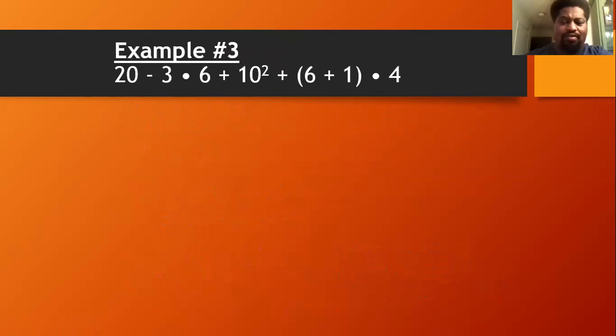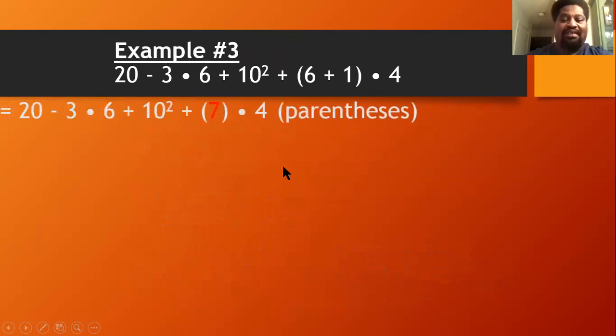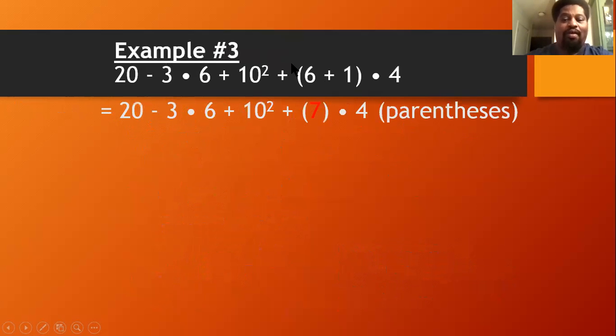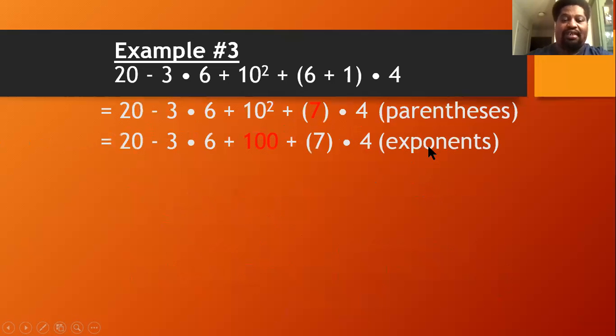Yeah, it seems long, but we got this. We got this with PEMDAS, with please excuse my dear Aunt Sally. We're going to attack the parentheses first. Look in there. We attack the parentheses, and then we got the 6 plus 1. We got 7 here. All right, so we got 20 minus 3 times 6 plus 10 squared plus parentheses 7 times 4. All right, so the next thing we're going to look at is exponents.